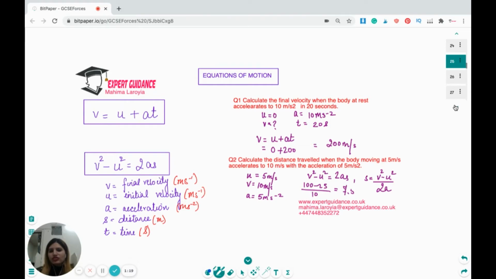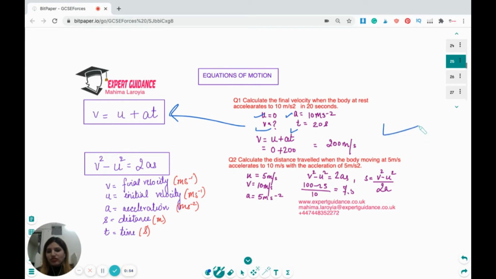Now, for the first question, we have to work out the final velocity, and the body starts from rest, so u becomes 0, acceleration is 10, t is 20. So we can use the first equation, v equals u plus at. So final velocity would be initial velocity, which is 0, plus a times t, which is 200. So the final velocity is 200 meters per second.